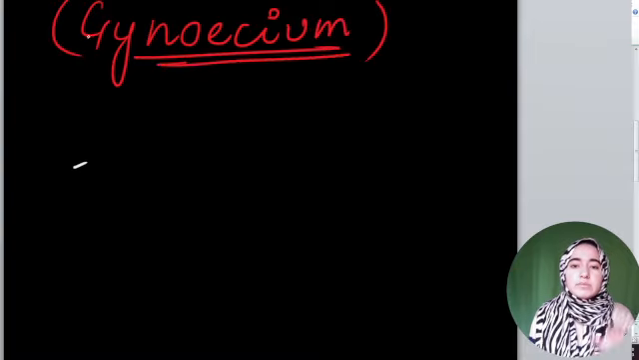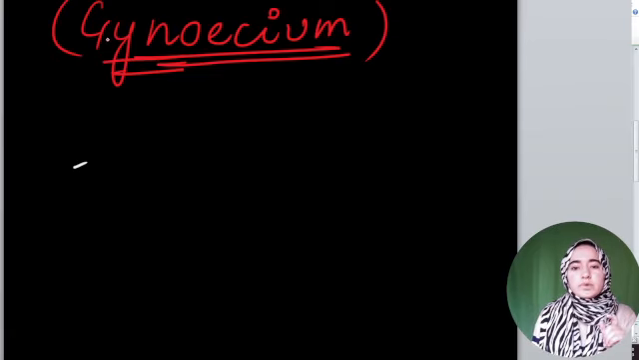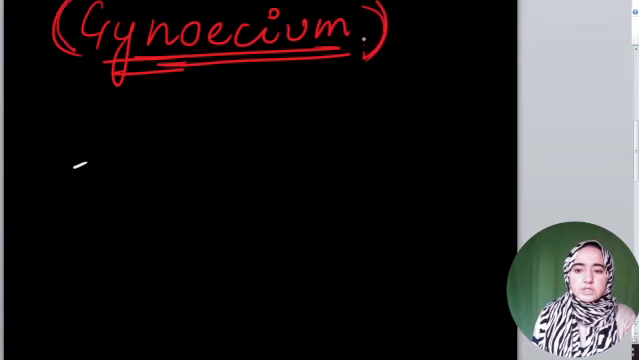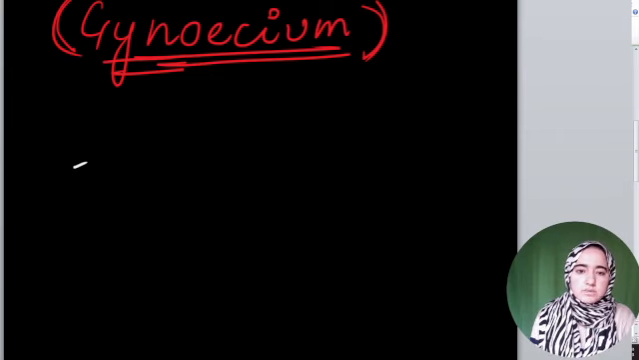Female reproductive structure is known as gynoecium. How will you remember this term? Look, females usually go to gynecologists. So the structure associated with females is known as gynoecium. It's just a trick, there's no logic behind this. It's just a simple trick to remember which is the male reproductive structure and which is the female. Female is gynoecium, male is androecium. Please remember this concept. I'll show you how it looks.